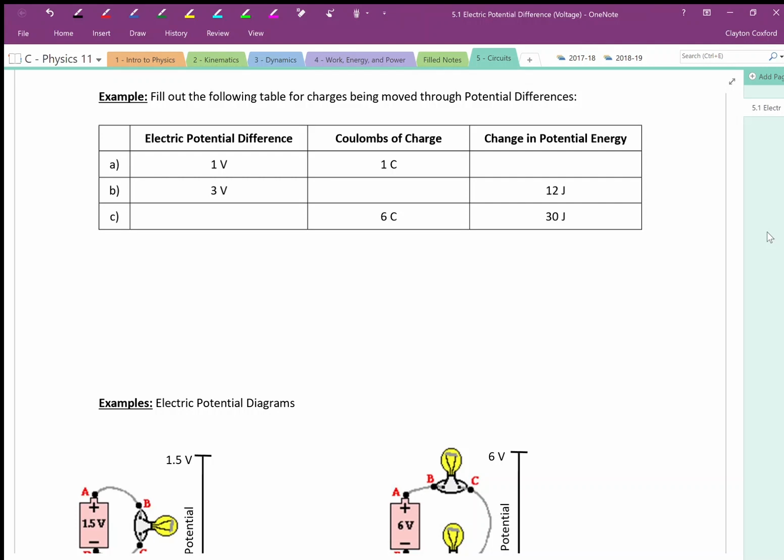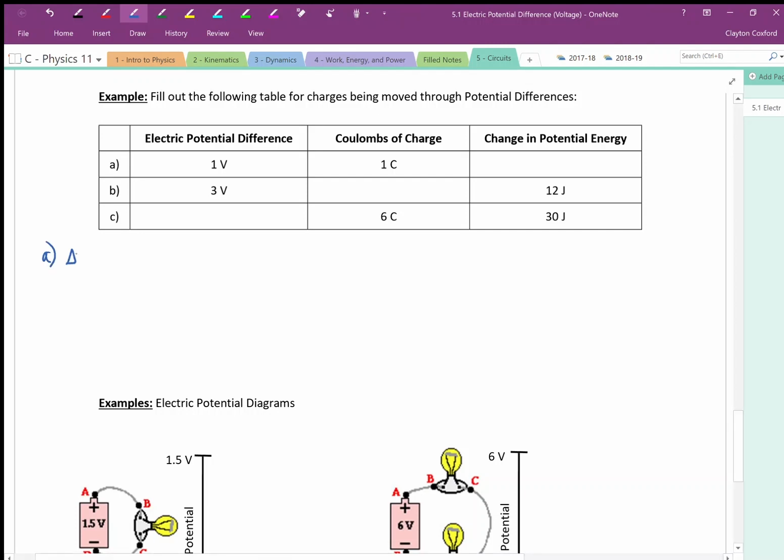Remember, in our first video, we said 1 coulomb is an extraordinarily large amount of charge, but for simplicity's sake, we're just going to say that that's what it is. We're going to move 1 coulomb of charge through this electric potential difference, from the negative terminal to the positive terminal, where it will gain 1 joule per coulomb of charge. So remember, that's what volts means. It's joules per coulomb. So let's see what that looks like.